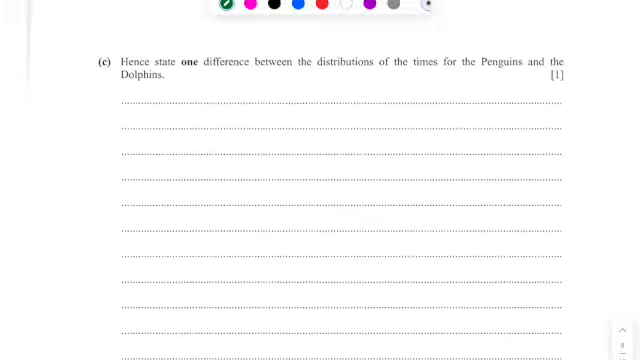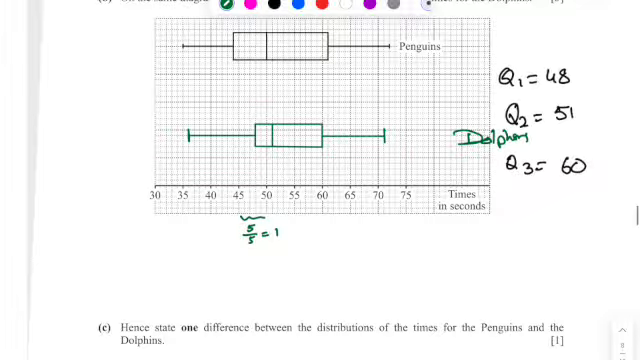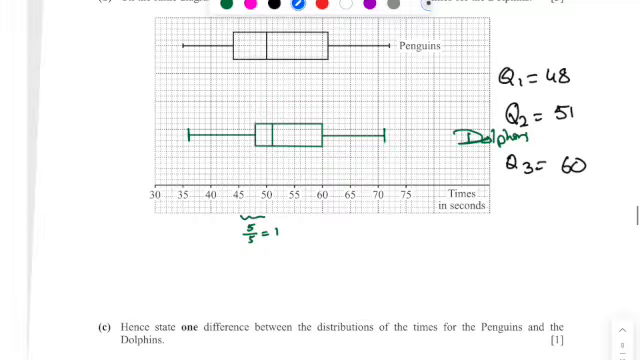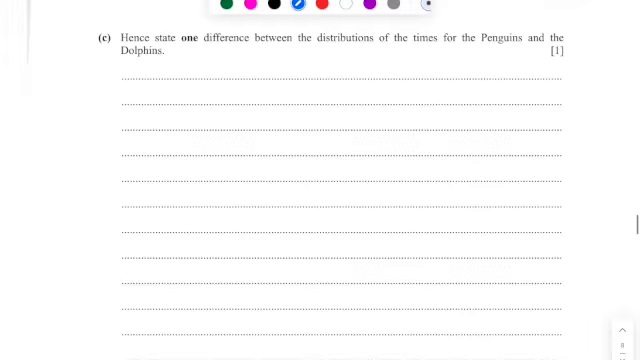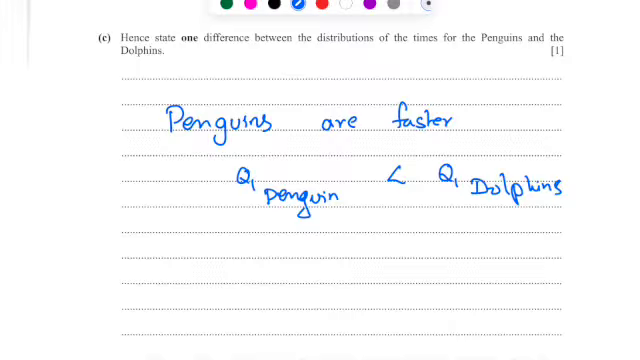Hence state one difference between the distributions of the times for the penguins and the dolphins. So we can see that penguins are faster. Why penguins are faster? Because they are taking less time. Q1 is also less, Q2 is also less, Q3 is also almost less. So penguins are faster. Why? Q1 of penguins is smaller than Q1 of dolphins. For Q3 also, Q3 of penguins is smaller than Q3 of dolphins.